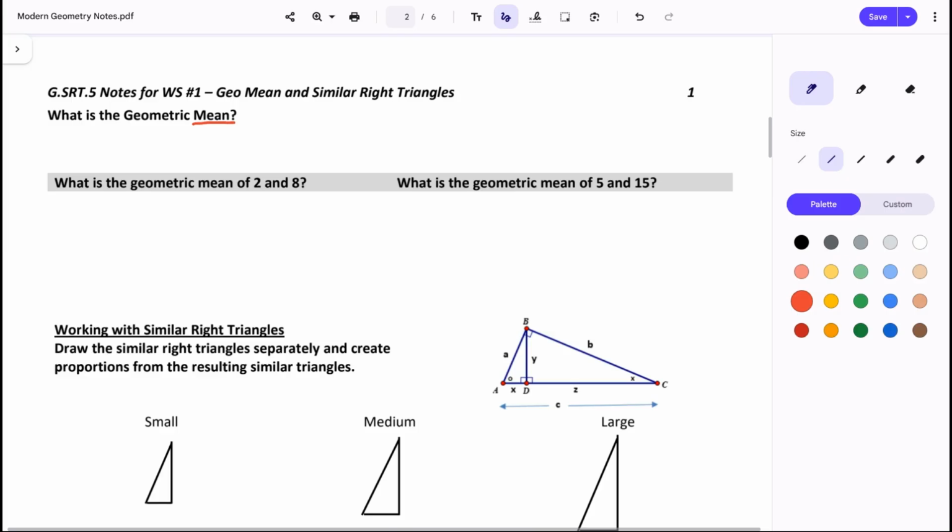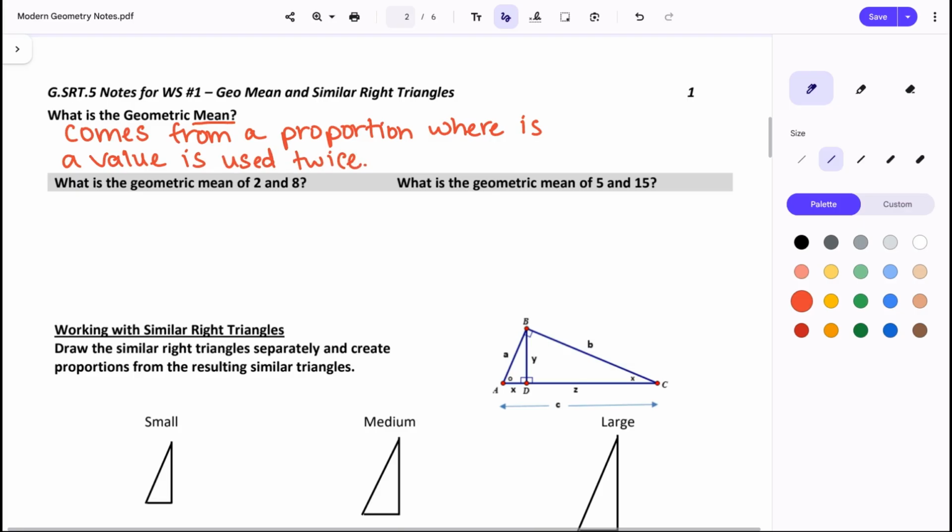Geometric mean comes from a proportion where a value is used twice. Okay, for example, we're still setting up proportions with these, but when I set mine up, it might look something like this. That x shows up twice, okay?